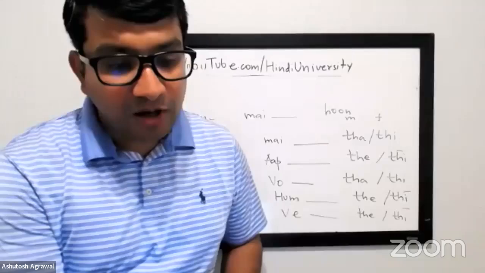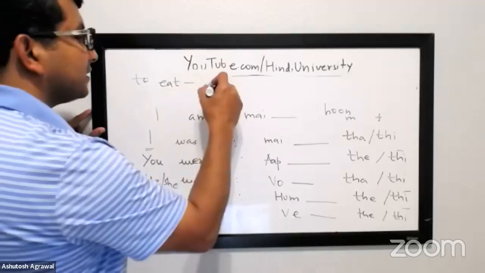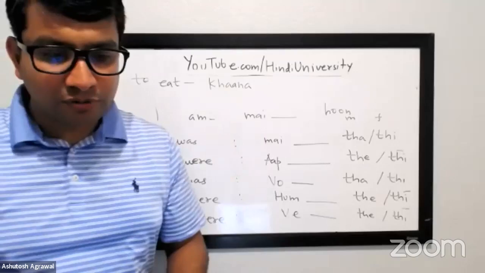So the verb here is to eat. To eat is khana. Khana, very good. So you have khana. Khana is the verb. Khana is also sort of a noun. Like food is also known as khana.